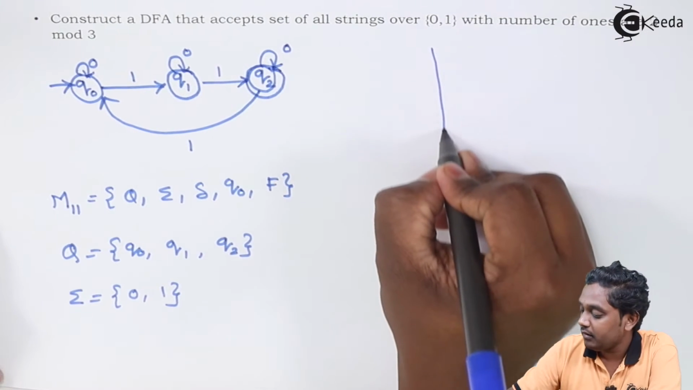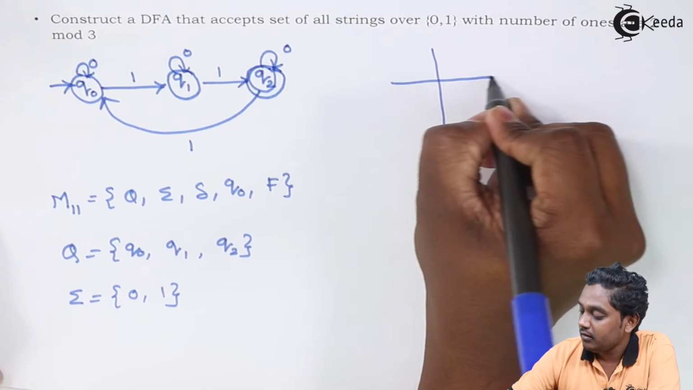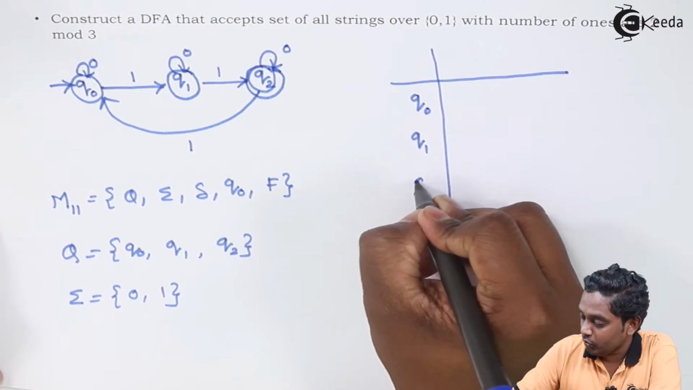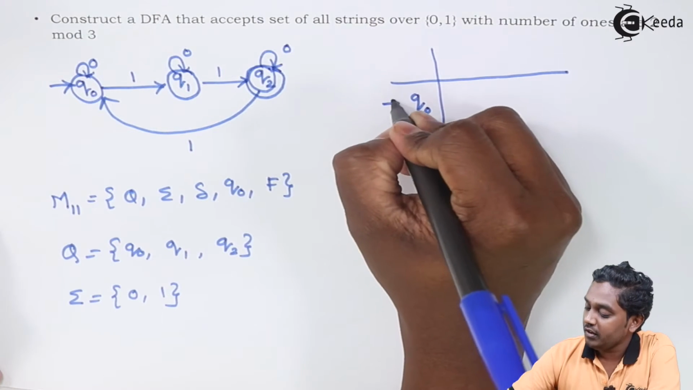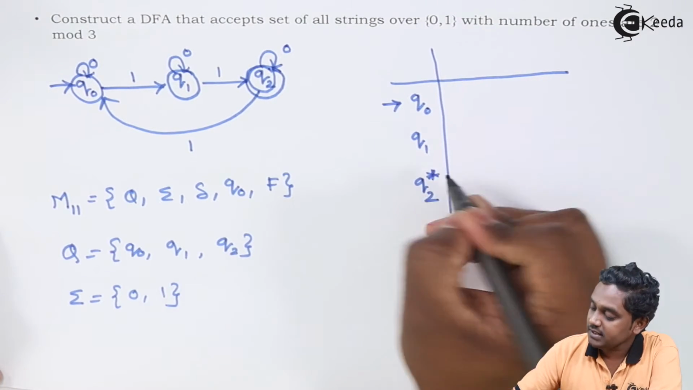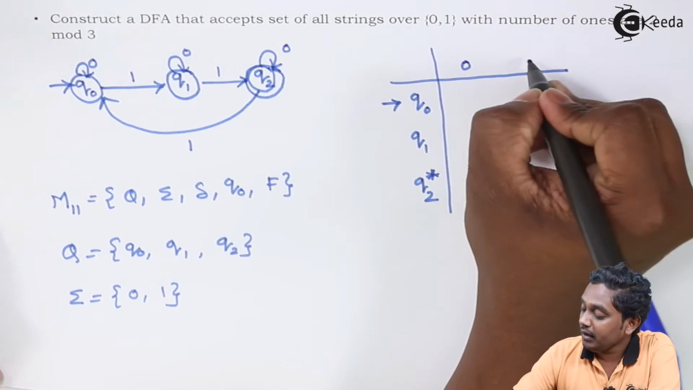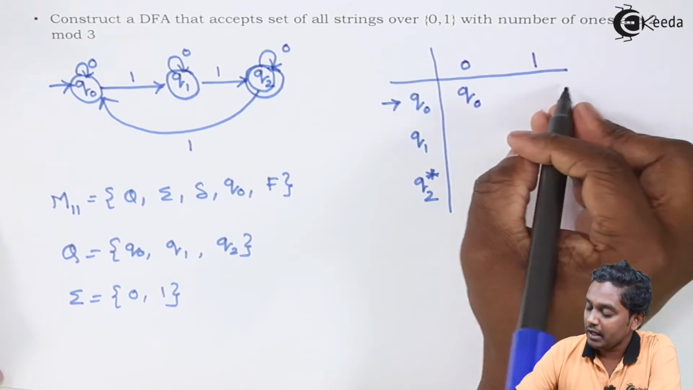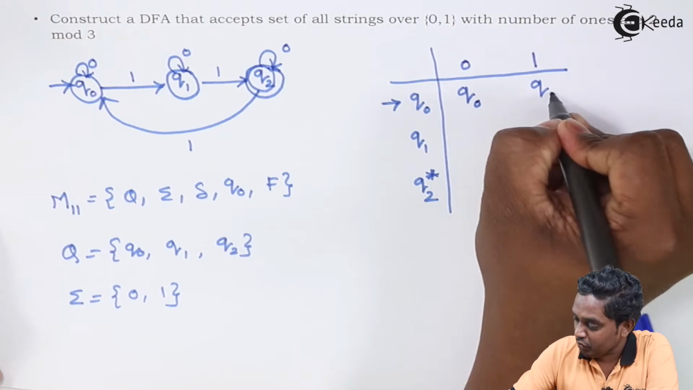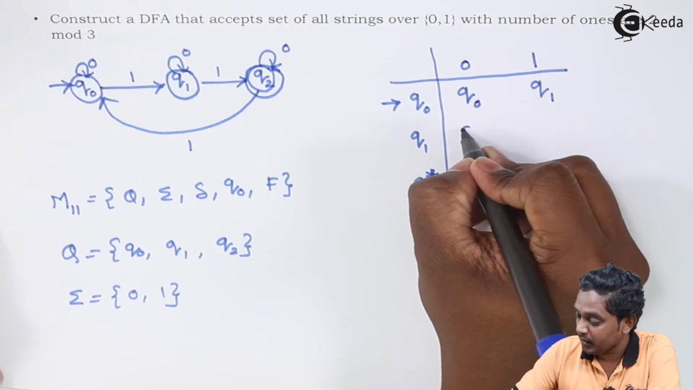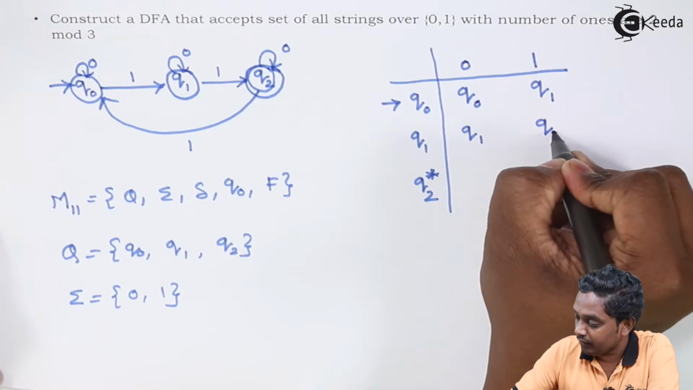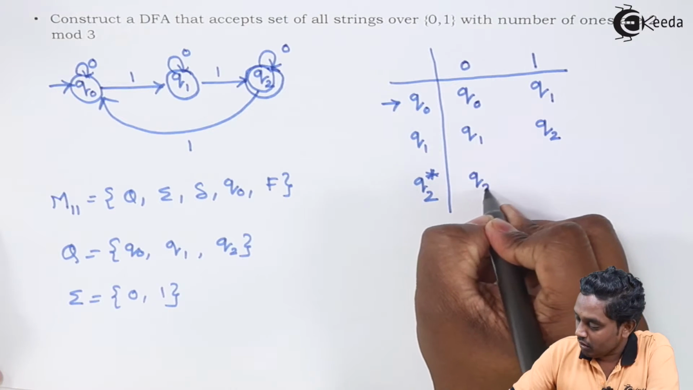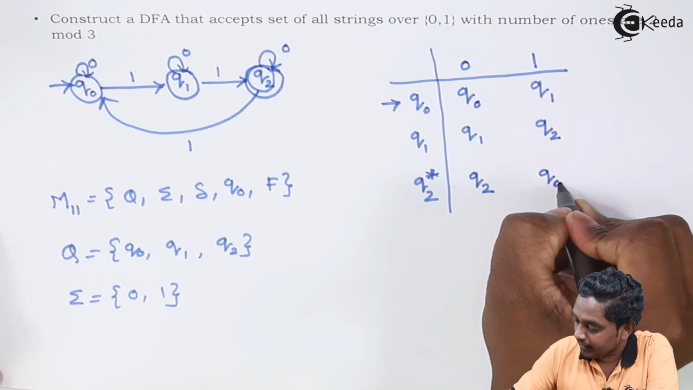Delta, for the given context, Q0, Q1, Q2. Q0 is the initial state, Q2 is the final state, on 0 and 1. On 0, Q0 has a transition to Q0, and on 1, it has a transition to Q1. Q1 has a transition to Q1 itself on 0, and Q2 on 1. Q2 has a transition to Q2 on 0, and Q0 on 1.